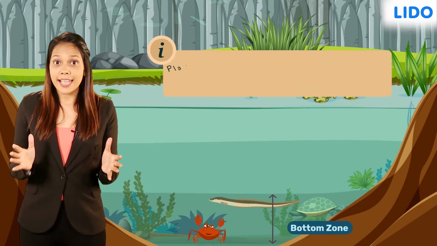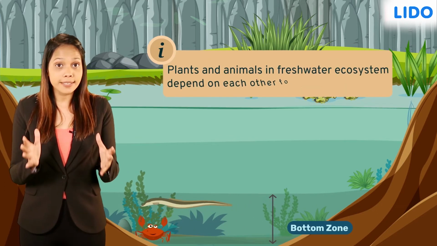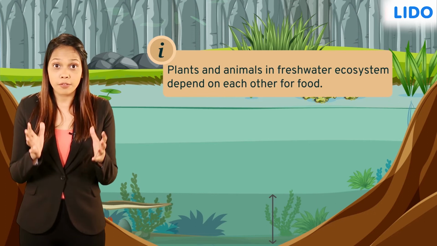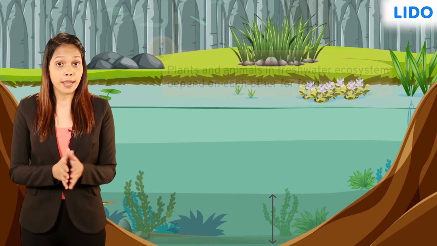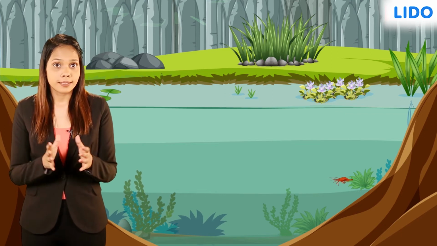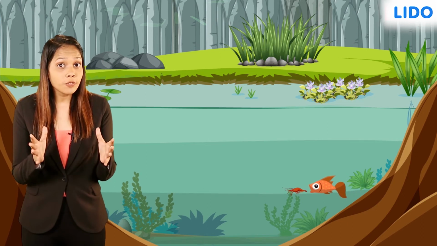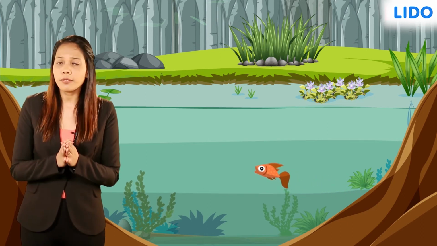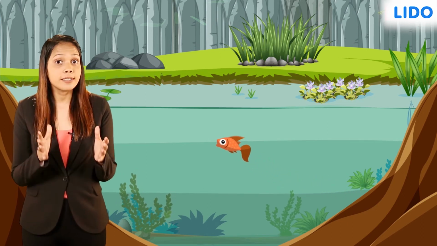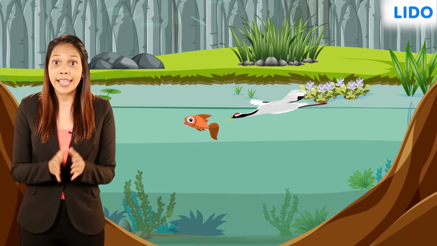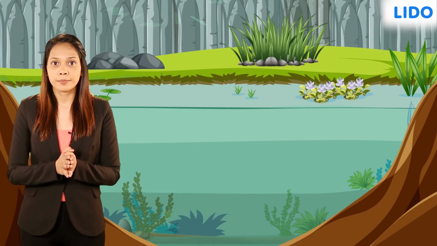Plants and animals that live in the freshwater ecosystem depend on each other for food. Plants prepare their own food. Small fishes feed on plants and other small creatures like shrimp. Larger fishes eat these smaller fishes, and predators like birds and humans eat these largest fishes.